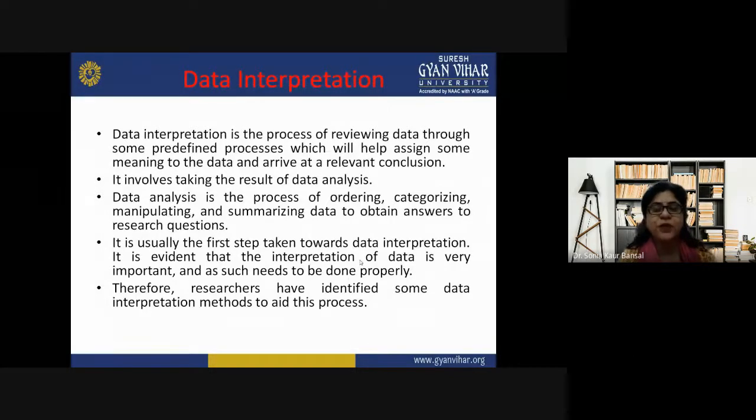The second thing you have to remember from this slide is that data interpretation will help you in giving meaning to your data. Third, it will help you in arriving at the relevant conclusions. And fourth, a very important thing, this is a process of ordering, categorizing, manipulating, and summarizing data to obtain answers to research questions. So this is about data interpretation in this slide.